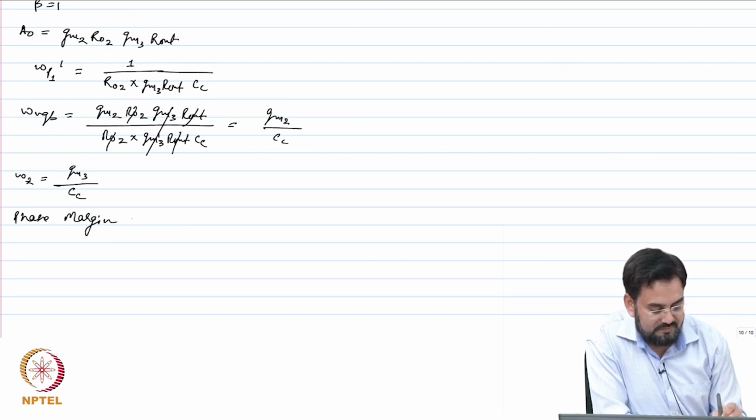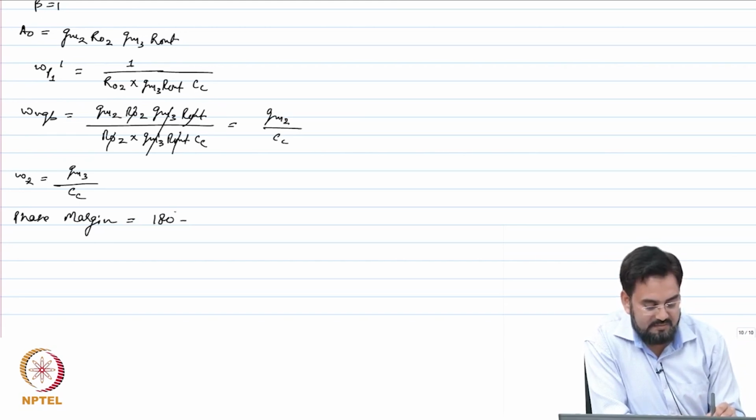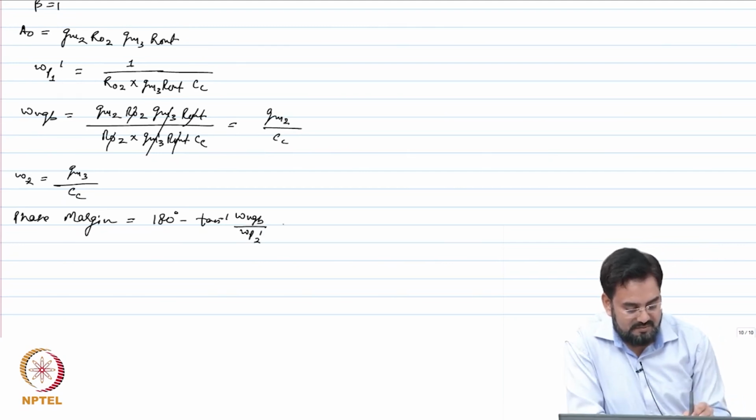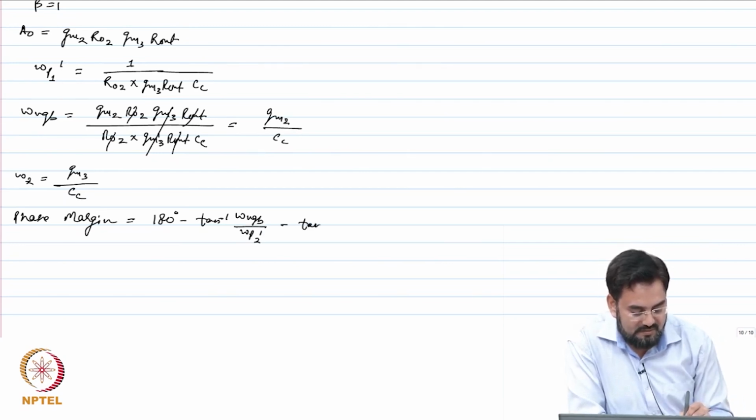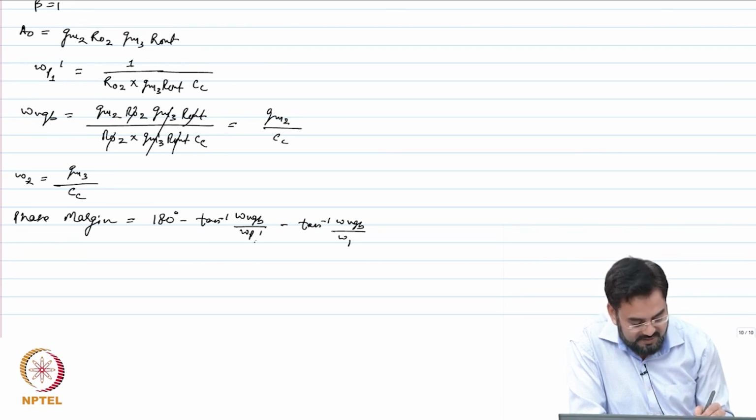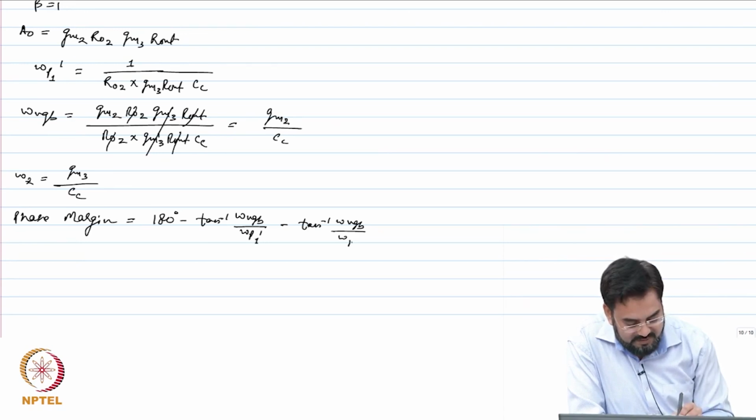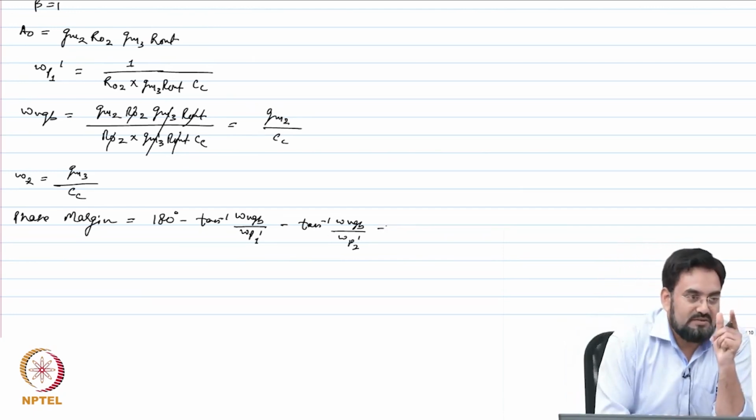180 minus tan inverse omega UGB over omega P2 dash, minus omega UGB over omega P1 dash, minus, you have a right half plane 0.